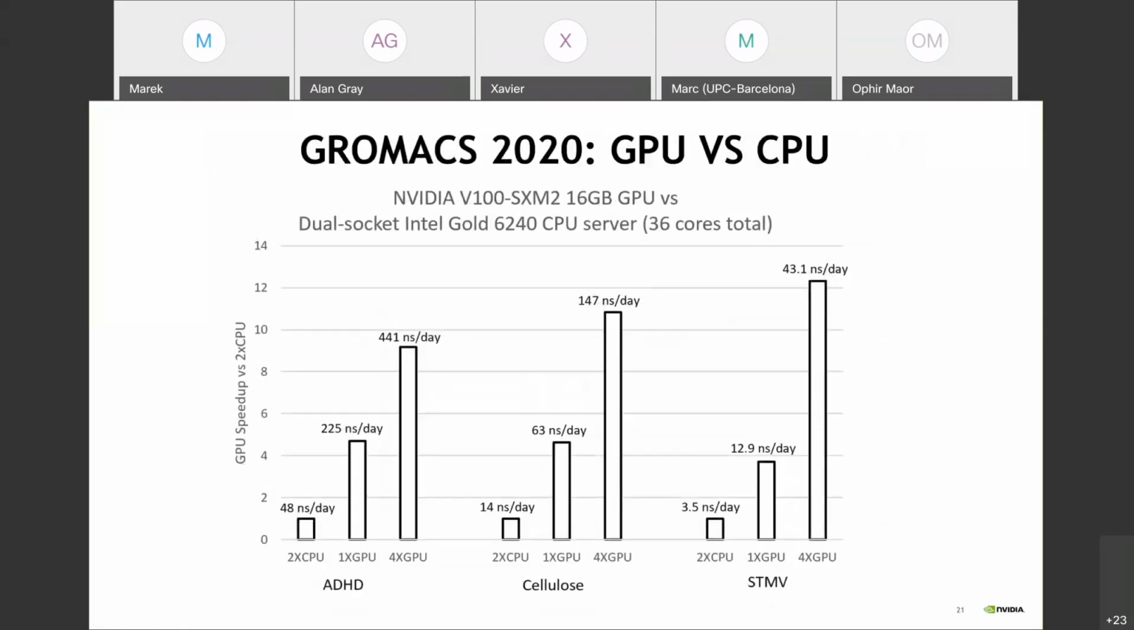How does this compare to CPU? So the baseline here is 2 Intel Gold CPUs, so two CPU sockets, normalized to 1 for the 3 cases, and you can see if we use 1 GPU, we're getting about 5 times faster for these cases, and just under 4 times faster for STMV. If we use 4 GPUs, we're getting up to 12 times faster than using 2 CPU sockets for the largest STMV case, and again we're hoping to improve the smaller cases going forward to get them looking more like STMV.